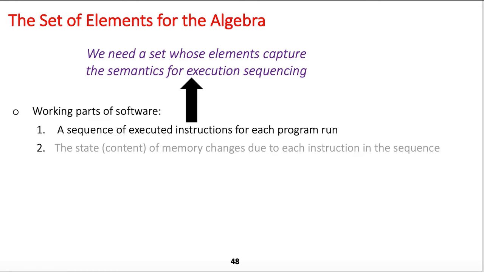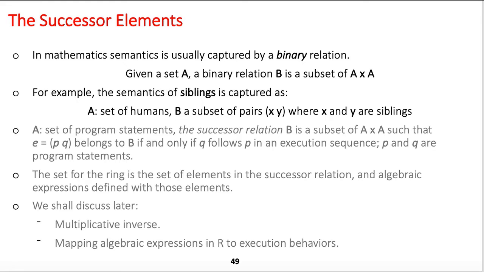Now, a ring is defined over a set of elements. For us to define a ring that's going to be useful for software, we need a set of elements that capture the semantics for executing sequences of program statements. So we are going to use a binary relation defined on this set of program statements. A binary relation is a very fundamental notion in mathematics. It is used to capture semantics.